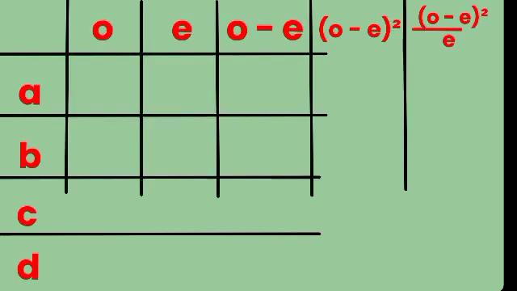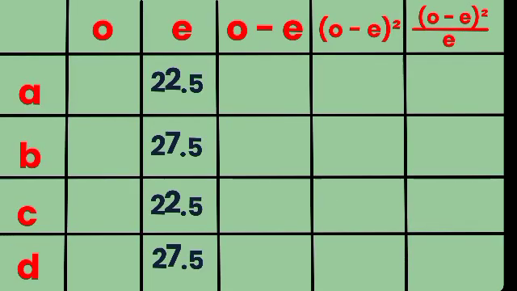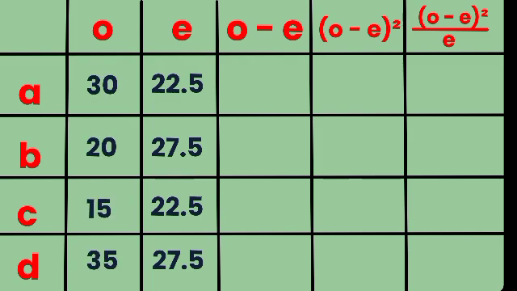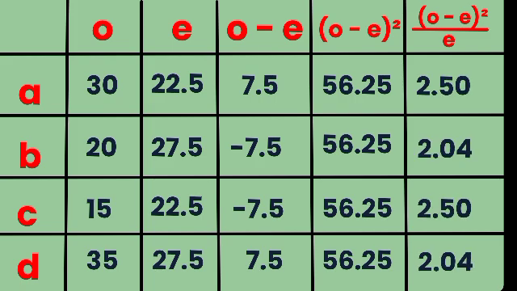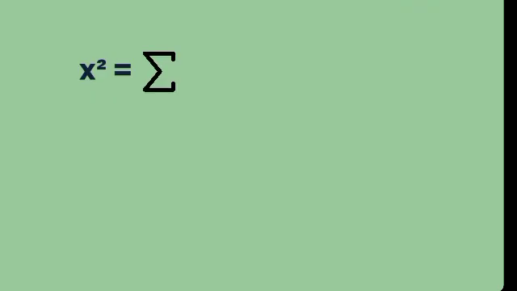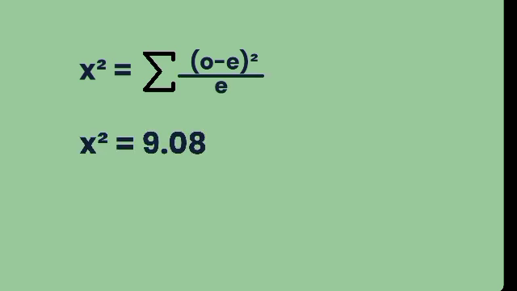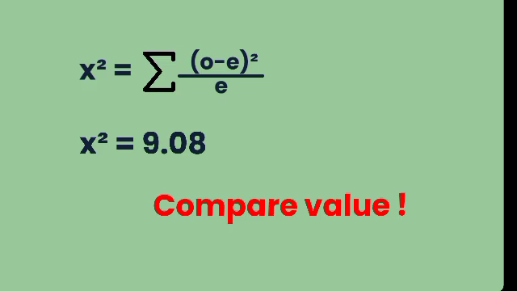So for each cell, we will subtract the expected from the observed. This difference will be squared and then divided by the expected of that cell. So our chi-square will be the summation of all the observed minus expected squared divided by the expected. So we need to compare the value we got with the ideal value from the chi-distribution table.